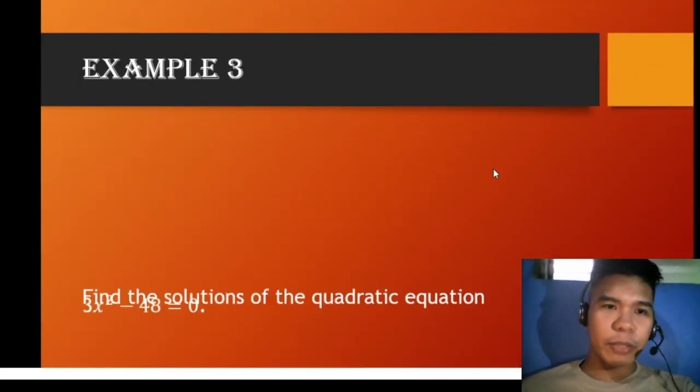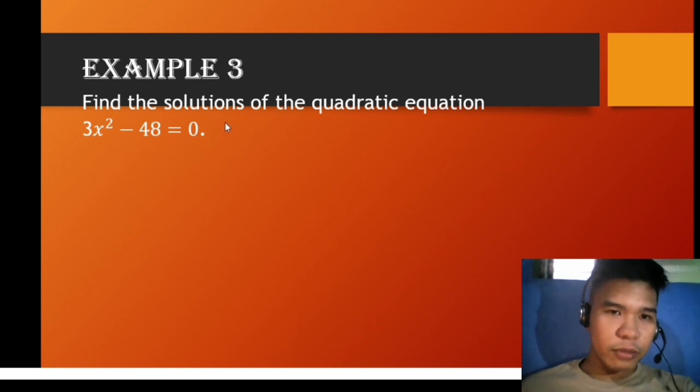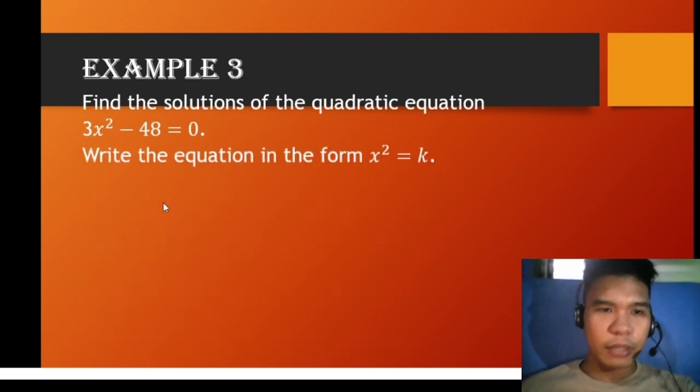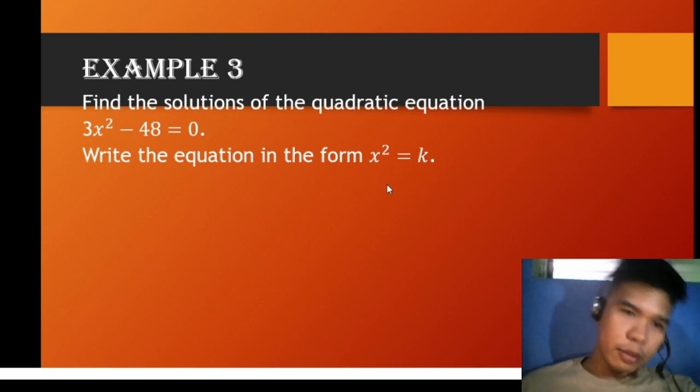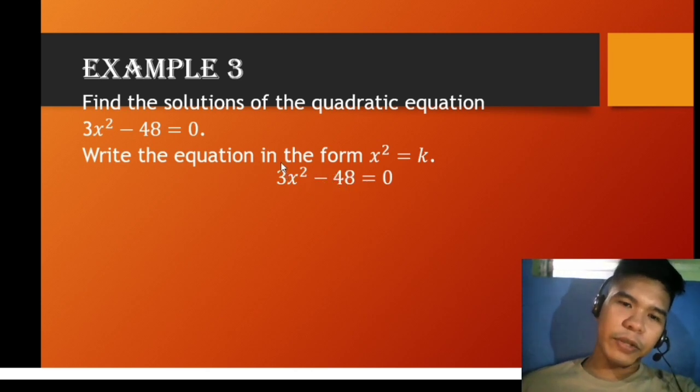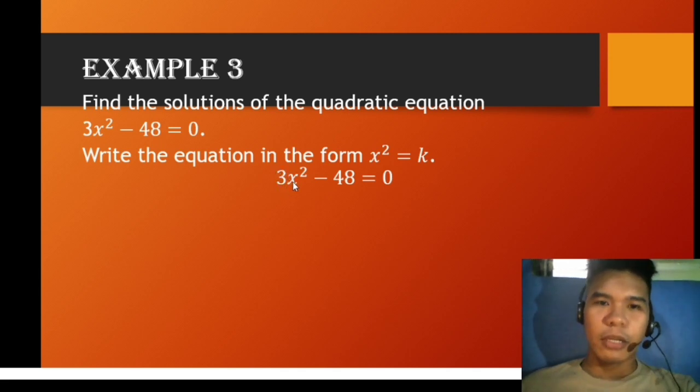So in example number 3, we are given: find the solutions of the quadratic equation 3x squared minus 48 equal to 0. So again, we need to write the equation in the form x squared equal to k. So in this given, we need to eliminate first negative 48 and then later we're going to eliminate 3 as the numerical coefficient of the quadratic term. So to eliminate negative 48 first, we need to make this 0. So we need to add 48.